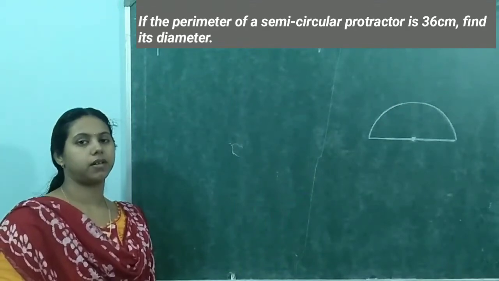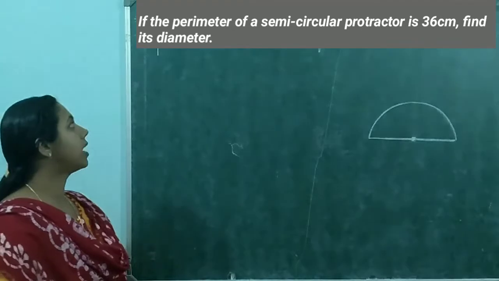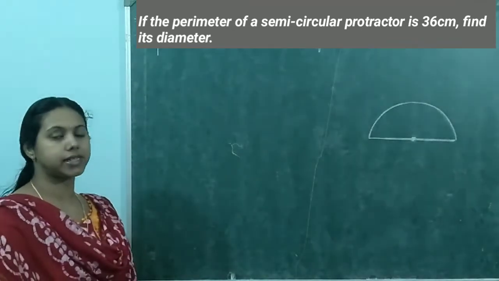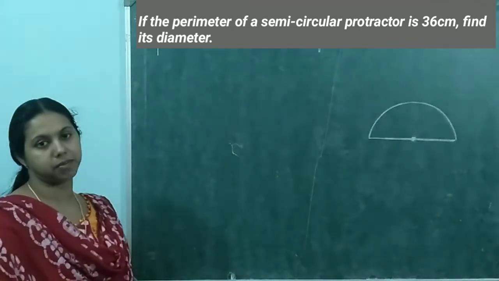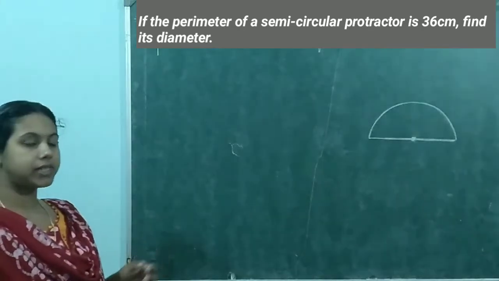In the previous section, we studied some problems related to previous year's questions. In this section also, we will continue with that. Let us practice a few more questions. If the perimeter of a semicircular protractor is 36 cm, find its diameter. It's a very simple question.